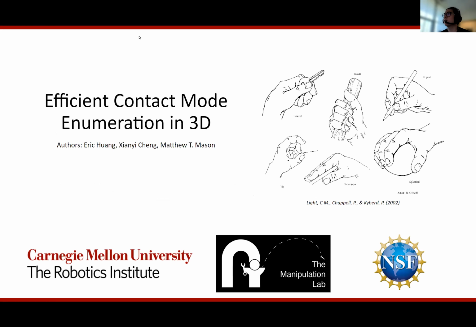I can get started. Hi, my name is Eric Huang. This is my paper on efficient contact mode enumeration in 3D. This was work done with Xiangyi Cheng and Matt Mason at the Manipulation Lab in the Robotics Institute at Carnegie Mellon. This work was sponsored by NSF. Can you go to the next slide?